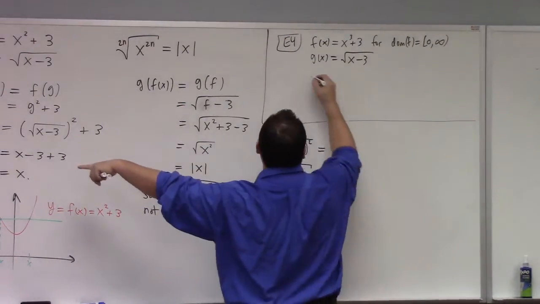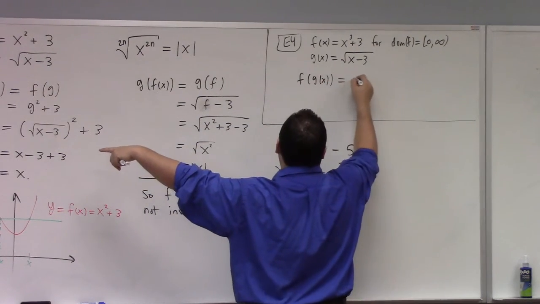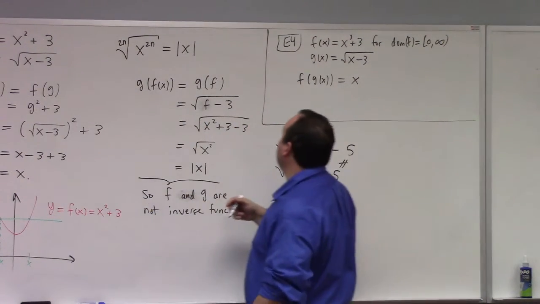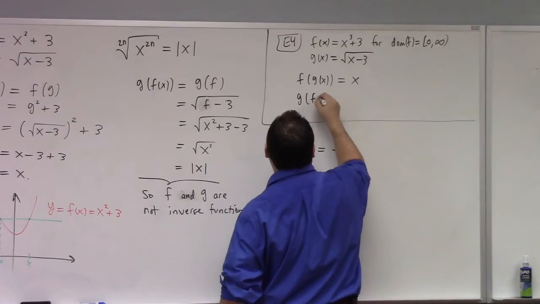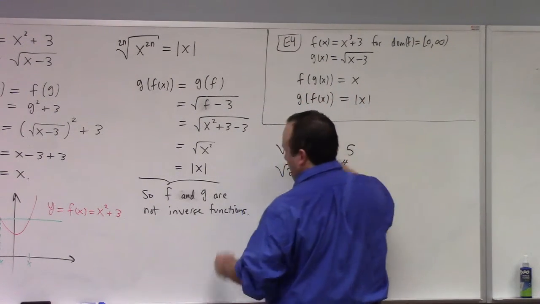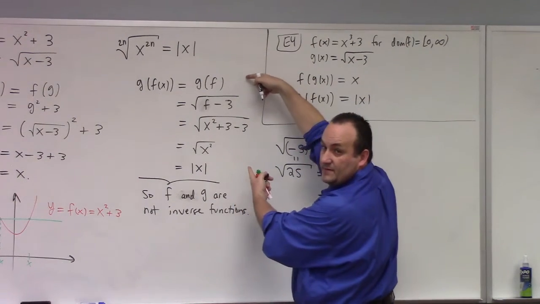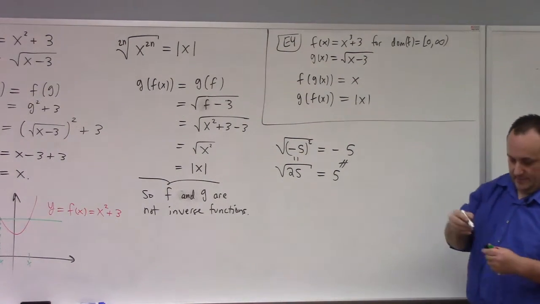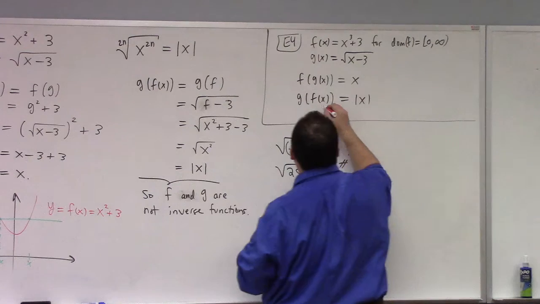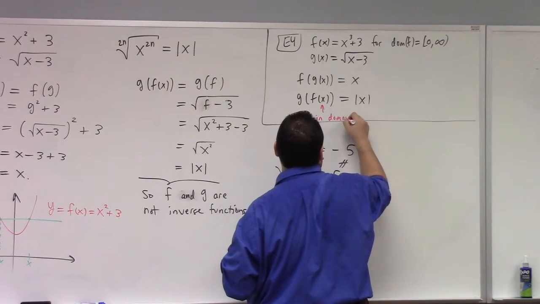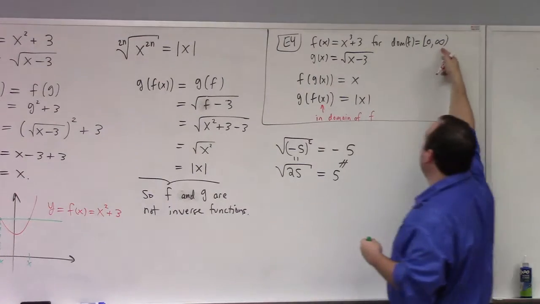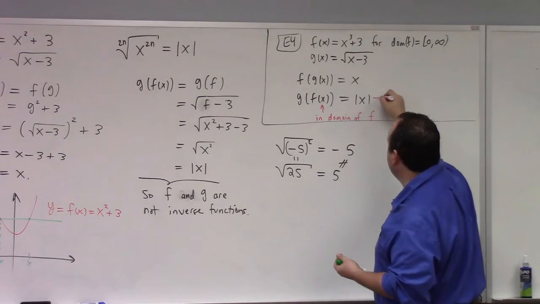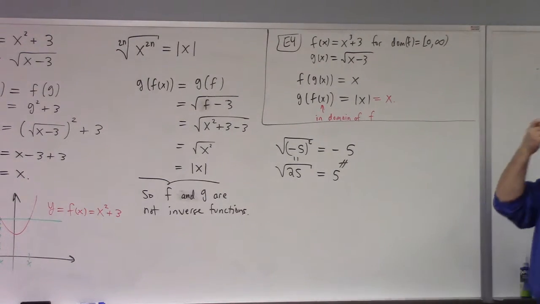We get f of g of x equal to x by this algebra right here, right? And we have g of f of x is equal to the absolute value of x by this algebra right here, right? But what's the difference? We only look at x in the domain of f. So this x is assumed to be in the domain of f, but we're assuming the domain of f is non-negative numbers, so the absolute value of x is just equal to x in that case. And there you go, now they're inverses.